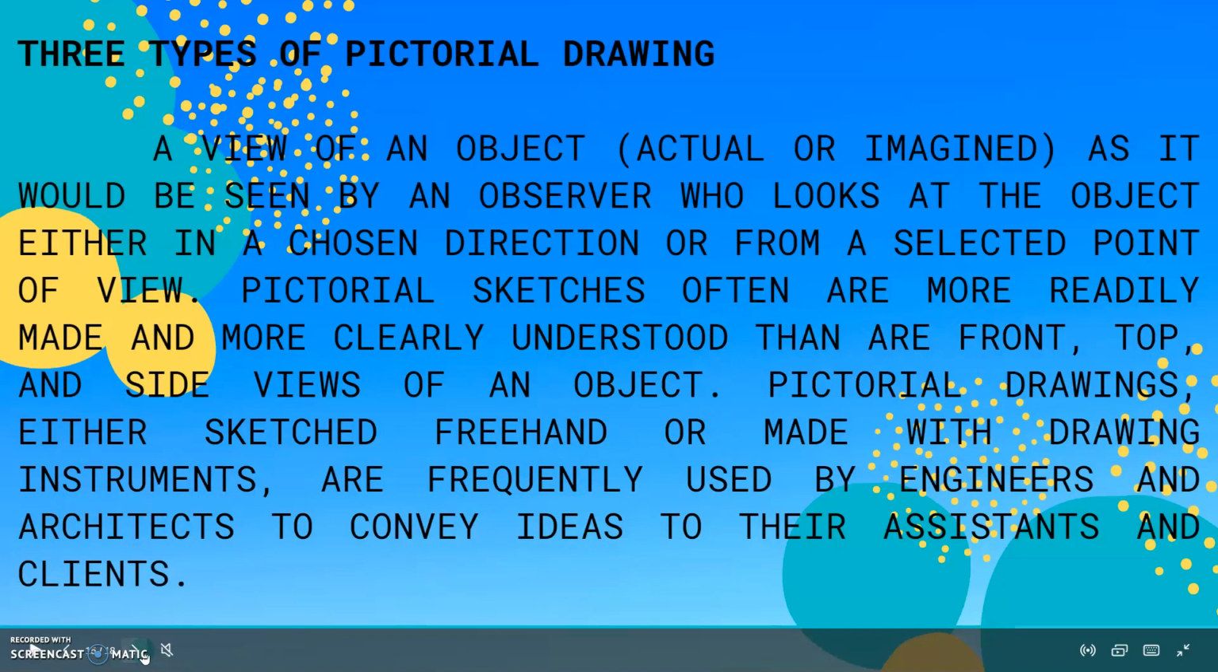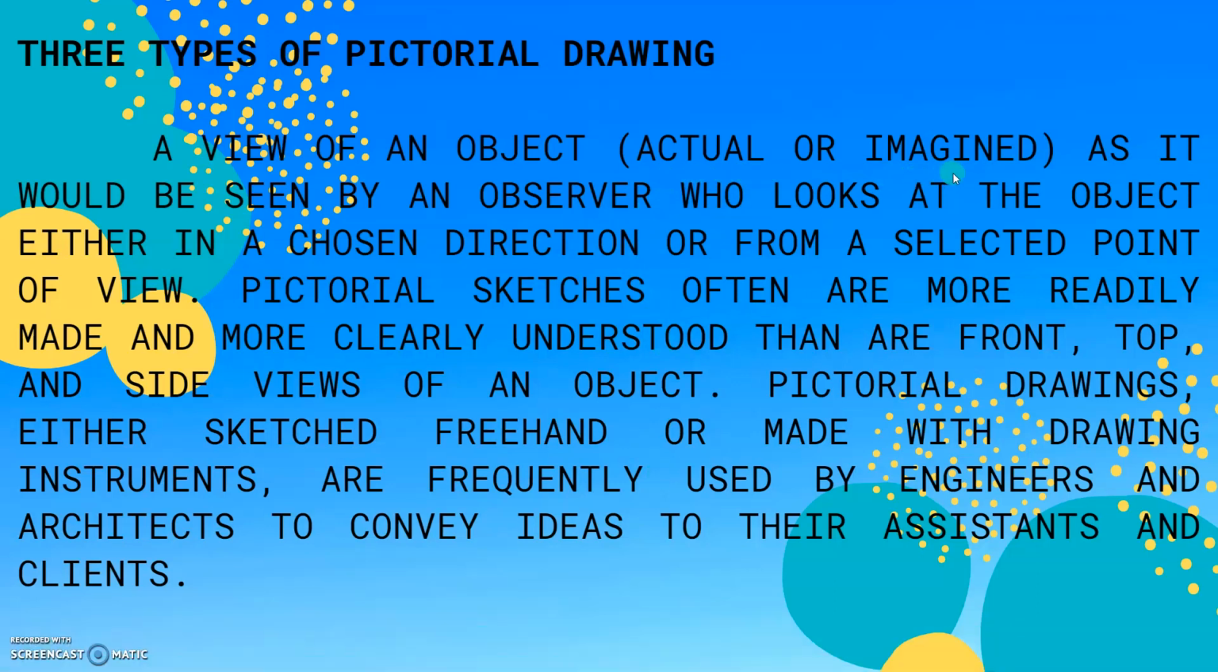Those are the three types of pictorial drawing, so it is an actual image. The observer chooses the direction: either the bird's eye view, the eye level, or the ant's view. Now when we talk about pictorial sketches, ang tatandaan lang po natin dito pag sinabi sketches, it is freehand. Okay, so hindi siya sakto in terms of measurement.